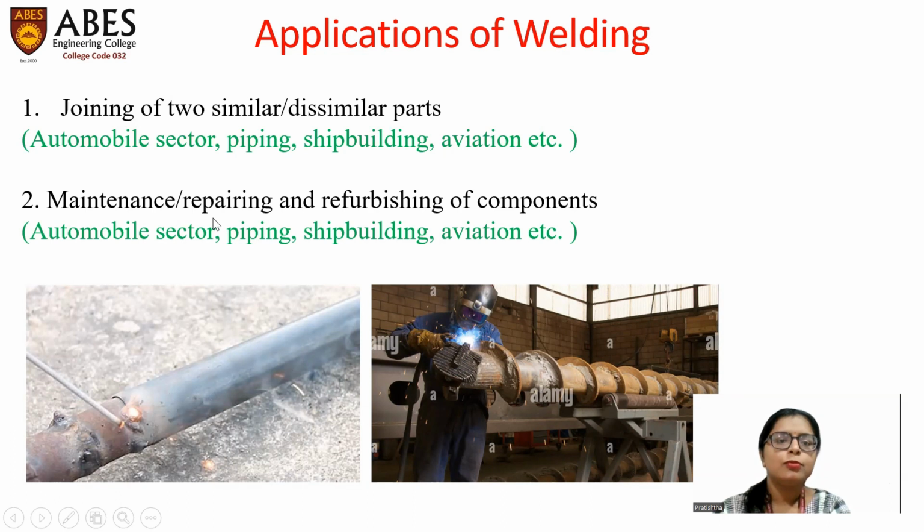Apart from maintenance and repair, there is also refurbishing of components. In general terms, refurbishing is equivalent to renovating something. Here you can see a very large size drill that is refurbished using a welding process. So welding processes are not limited to joining only. During or post operation, maintenance, repair, and refurbishing tasks are also required, and for those tasks, welding is also used.